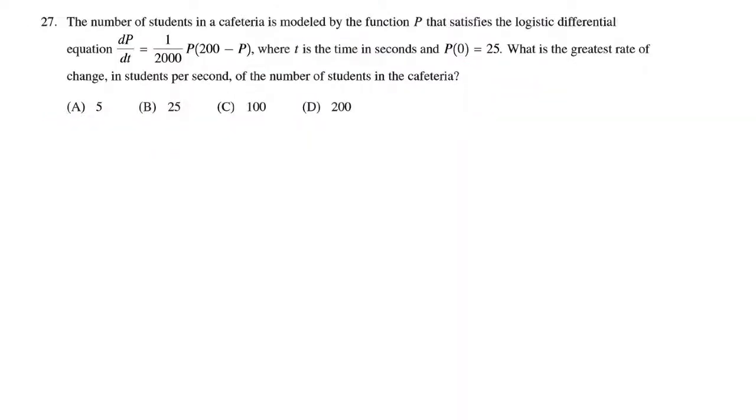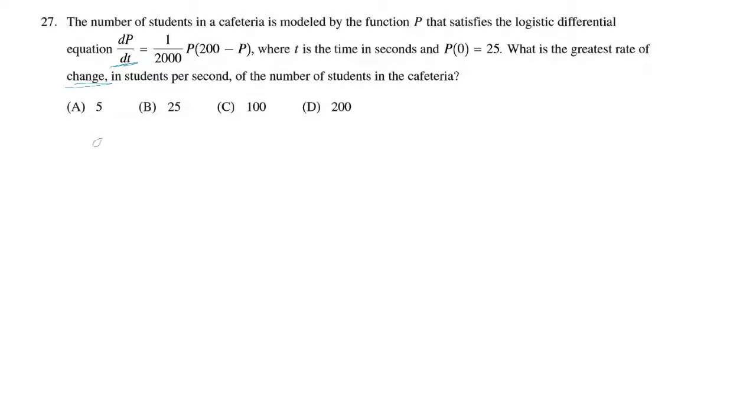All right, so skipping through this problem, we've got all kinds of stuff going on here, but it's asking us what is the greatest rate of change in students per second of the number of students in the cafeteria. So that means I need the derivative of the derivative, right? Because this is the derivative, this is the rate of change, but I need the greatest rate of change, so I need the maximum value of the derivative.